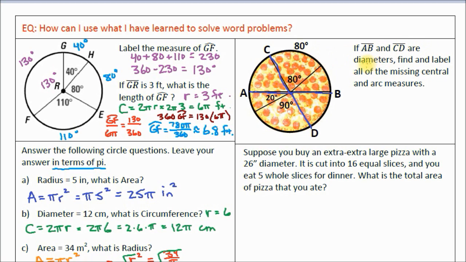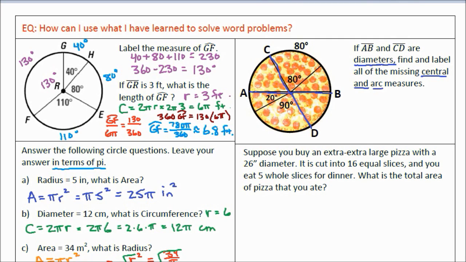Whenever you see in this class that there's diameters in a word problem, make sure you highlight them or do something, because a lot of times you need to know those are diameters in order to solve the problem. So it says find and label all of the missing central and arc measures. Central and arc measures, all right?